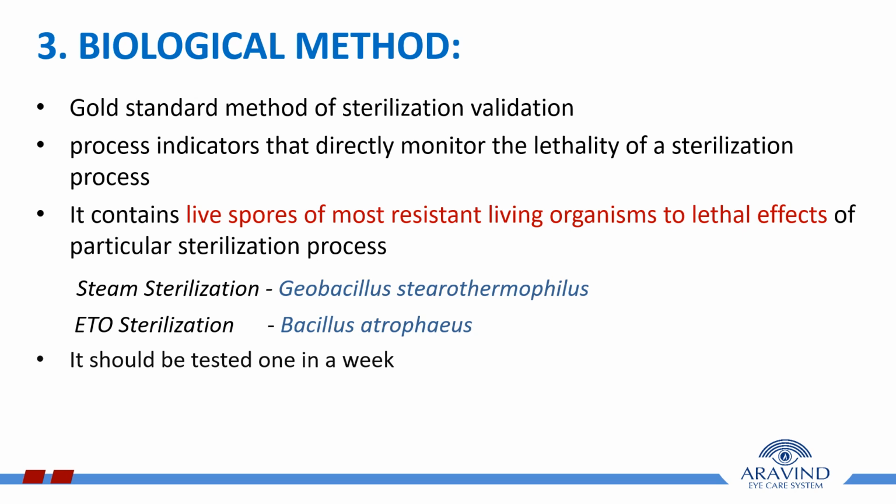Third is the biological method. This is the gold standard method for sterilization validation because the biological indicator directly monitors the lethality of a sterilization process. The indicator vial contains live spores of living organisms which are most resistant to the lethal effects of that particular sterilization process. For steam sterilization, spores of Geobacillus stearothermophilus are tested. For ETO sterilization, Bacillus atrophaeus spores are tested.